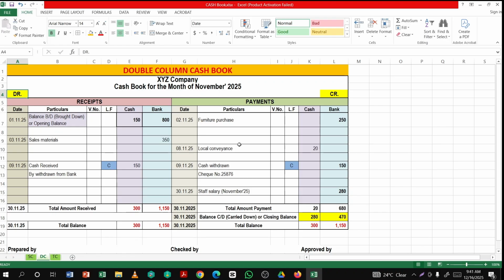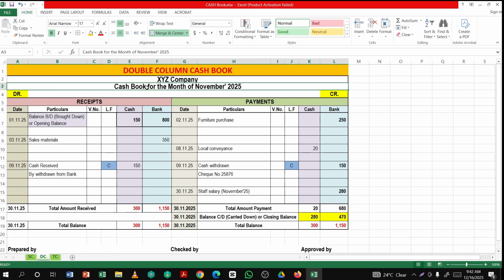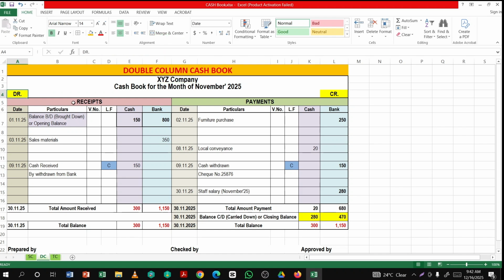This is the double column cash book format. XYZ Company cash book for the month of November 2025. The left side has the debit section, receipts. The right side has the credit section, payments. Here we can see date, particulars, voucher number, ledger folio, cash column and bank column.